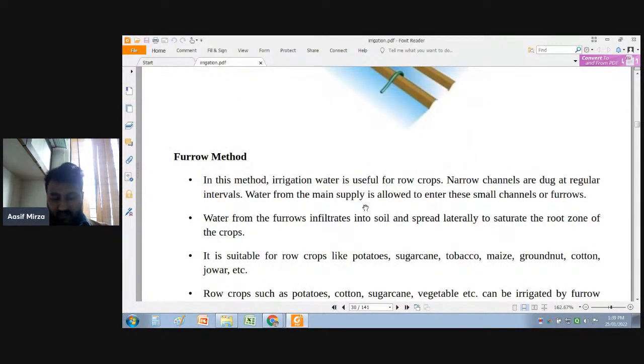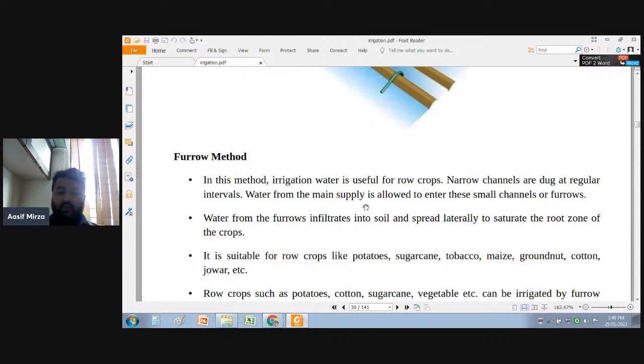Now moving toward the next method, the furrow method. In this method, irrigation water is useful for row crops. Narrow channels are dug at regular intervals. Water from the main supply is allowed to enter these small channels or furrows. Water from the furrows infiltrates into the soil and spreads laterally to saturate the root zone of the crops. It is suitable for row crops like potatoes, sugarcane, tobacco, maize, groundnut, cotton, jowar, etc.